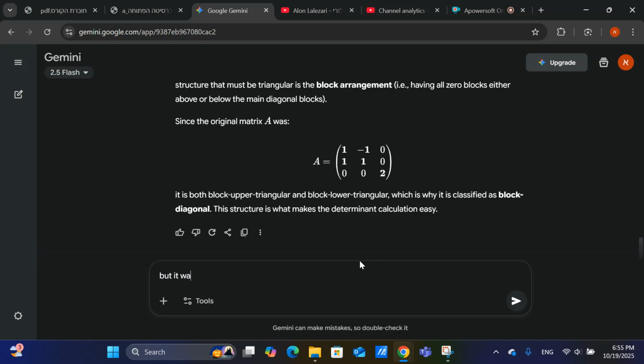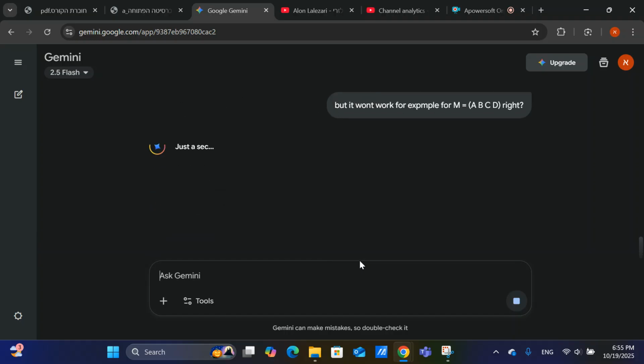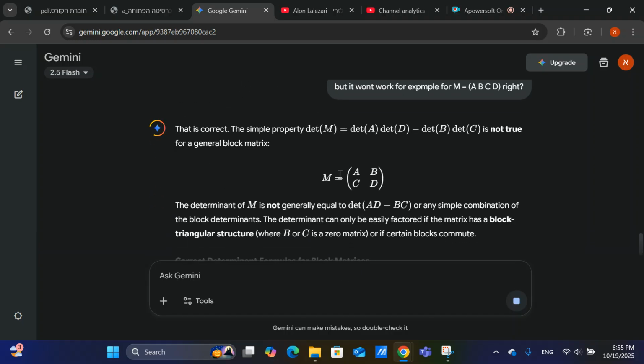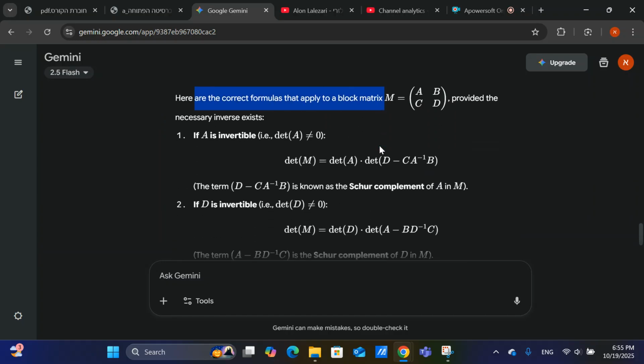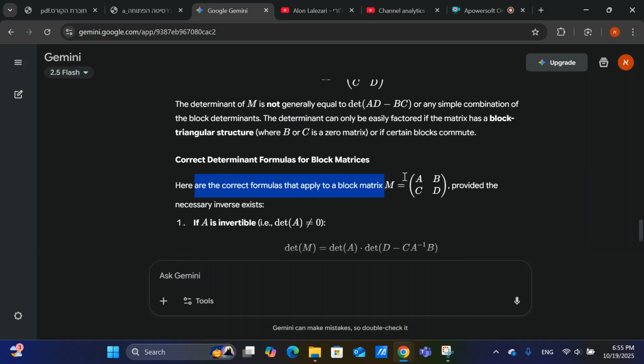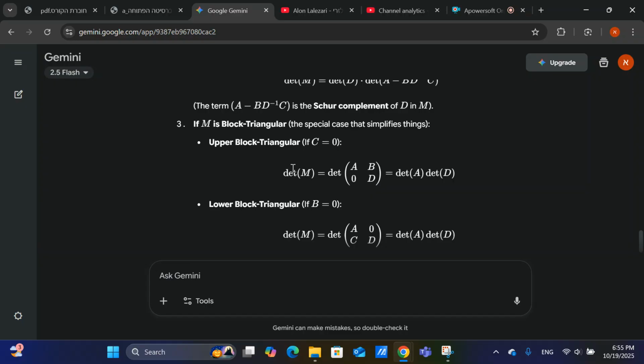But it won't work, for example, for M equals A, B, C, and D. This won't work. The determinant is not generally this; the simple property is not true. Here is the correct formula: this is the determinant of A times this. So it's not very easy. You need at least a triangular form, upper block triangular, in order to be very nice.